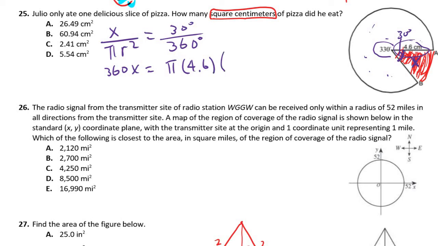4.6 times 30. This is a square. Don't forget about that. This is pi r squared times 30. And now we can divide both sides, okay? Divide both sides by 360. When you do that, you will get 5.54 as your answer, which you put in your calculator, okay?